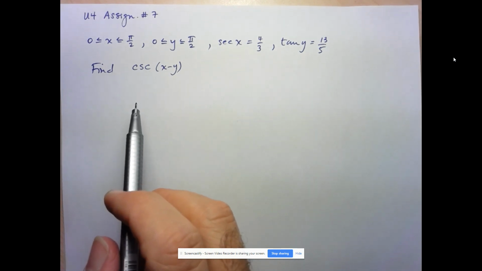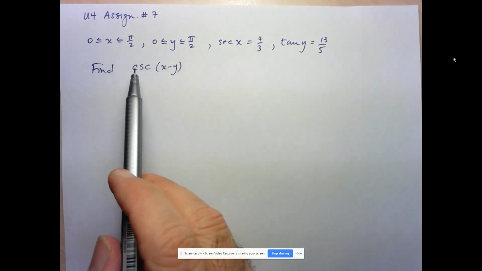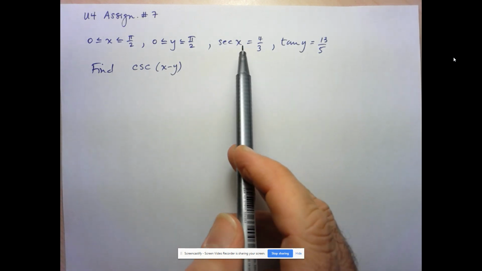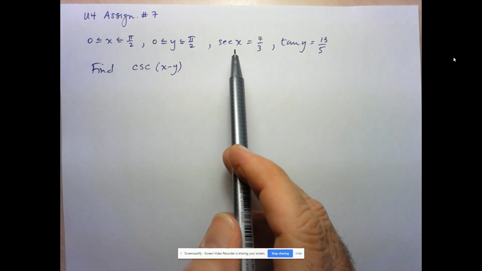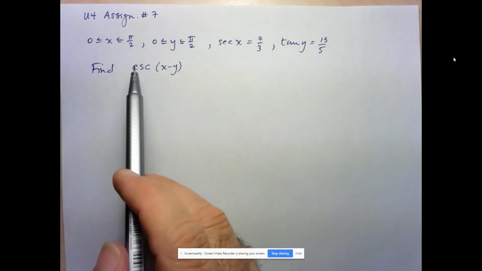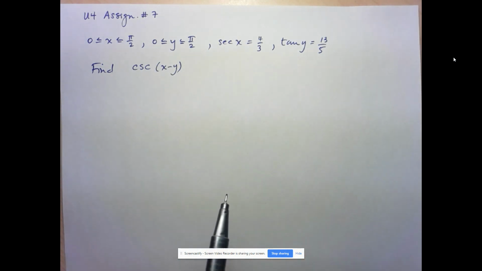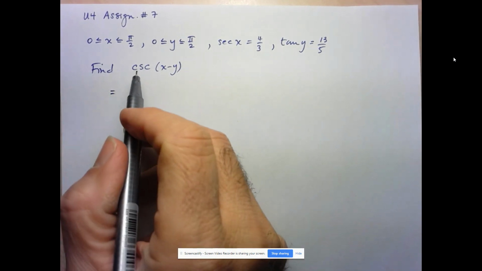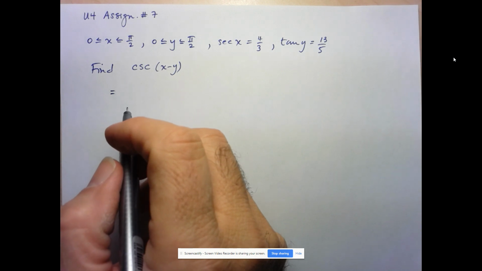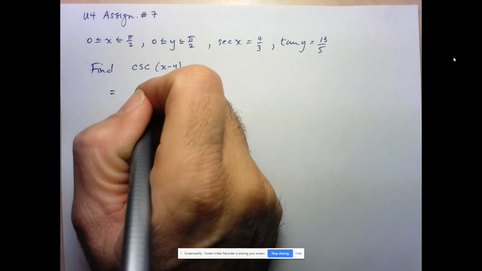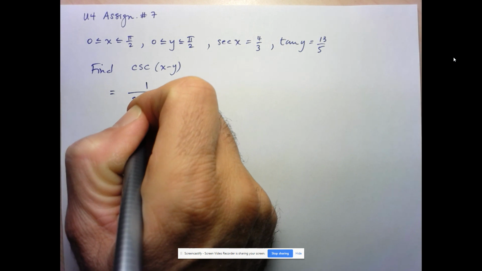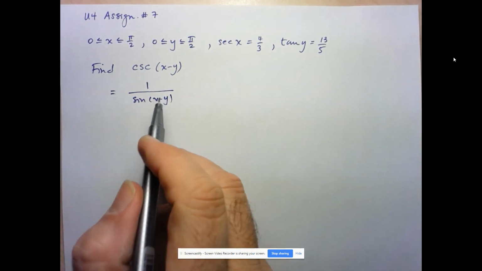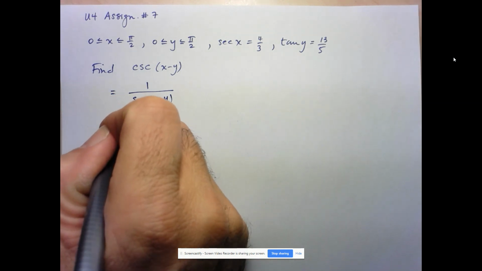Now the first thing to notice is that I'm looking for a trig ratio of X minus Y, yet all the information given is of the individual angles. So step number 1 is to rewrite this expression so that it's in terms of the individual angles. Now we don't have a direct formula for cosecant of a difference, but we can write this as 1 over sine of X minus Y. And then from there, we can use our subtraction formula for sine. So let's go ahead and do that.